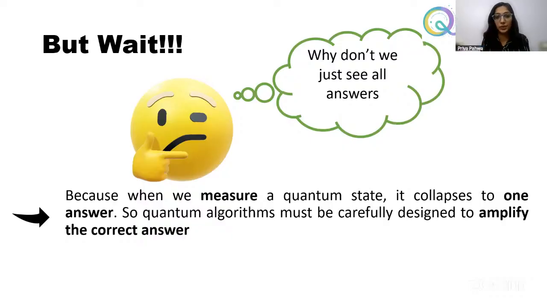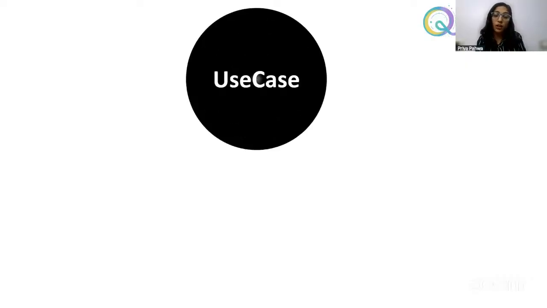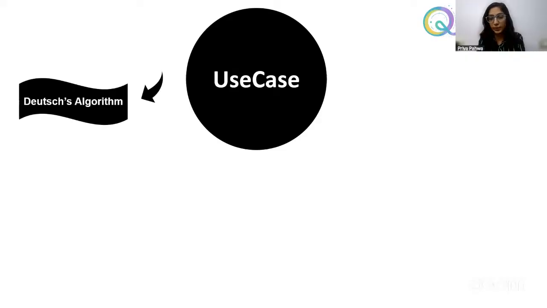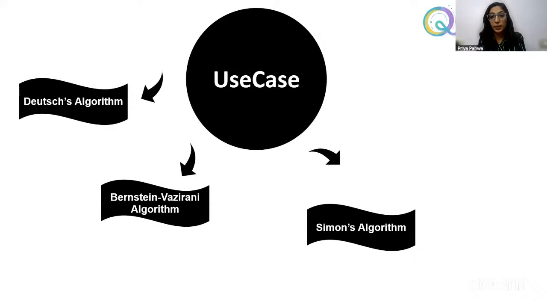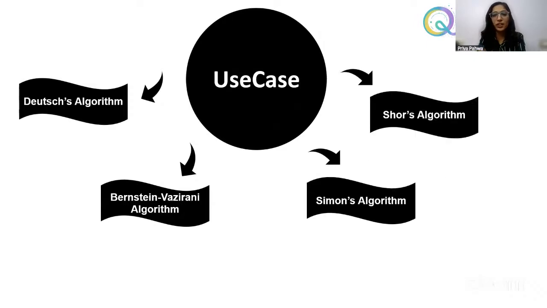Again, I'll repeat the same statement: the act of measurement disturbs the quantum system, or I should say the act of measurement just collapses the system to one state, right? Further, the use cases of these jargons I already mentioned are actually algorithms: Deutsch algorithm, then Bernstein-Vazirani, then Simon's, then Shor's, then Grover's, and there are numerous algorithms that are still in progress.